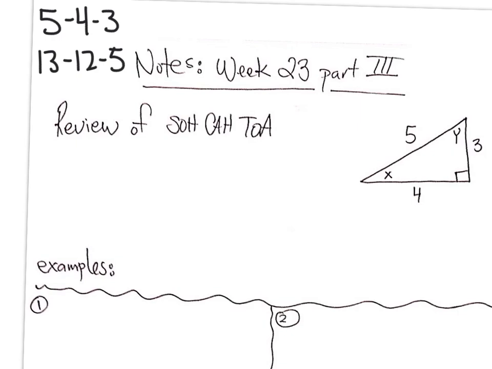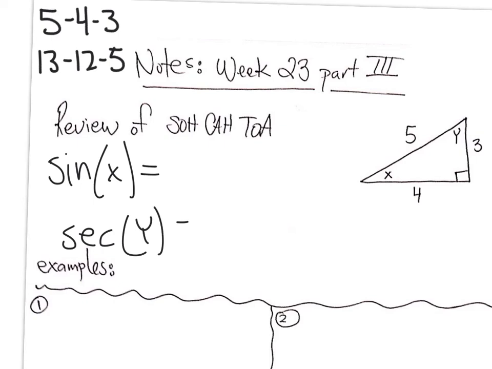But what we could say is, so we could say the sine of x is something. I'm just going to come up with a couple examples here. Secant of y equals, and then we'll go tangent of x. So the sine of x, we know sine is opposite over hypotenuse. When we're talking about the angle x, this is the opposite, this is the hypotenuse. So we could just say that that is 3 over 5. This is expressing it as a ratio.